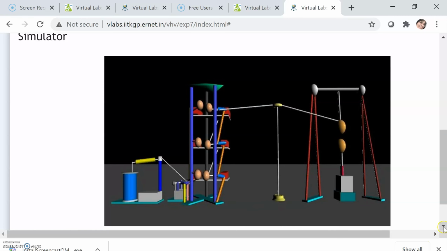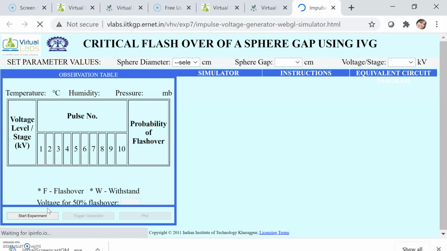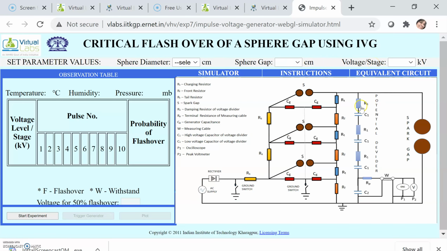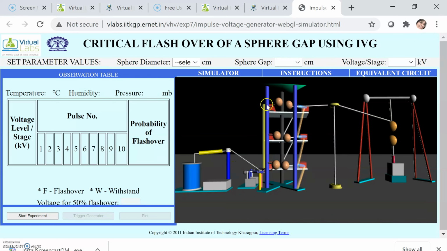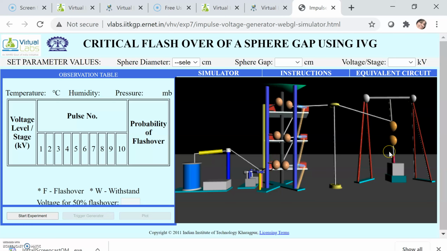I will tell you how you will perform it, and then you can find your own observations. You do the calculations and tell me the conclusion. I will give you some time. So click on the simulator of the impulse voltage generator. Here you can select the sphere diameter, the gap distance and this voltage. Now what is this voltage? In this procedure, we will not keep increasing the voltage like with an auto transformer, but you will first select the voltage. What voltage will be applied across these two spheres?